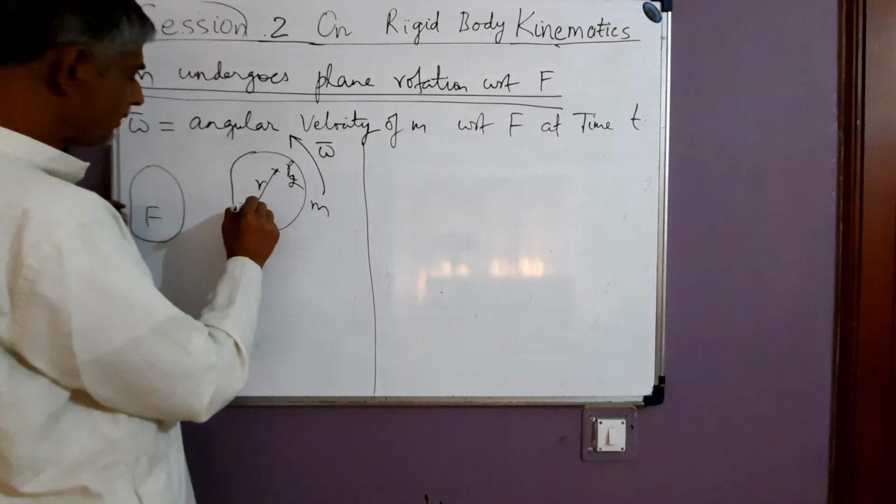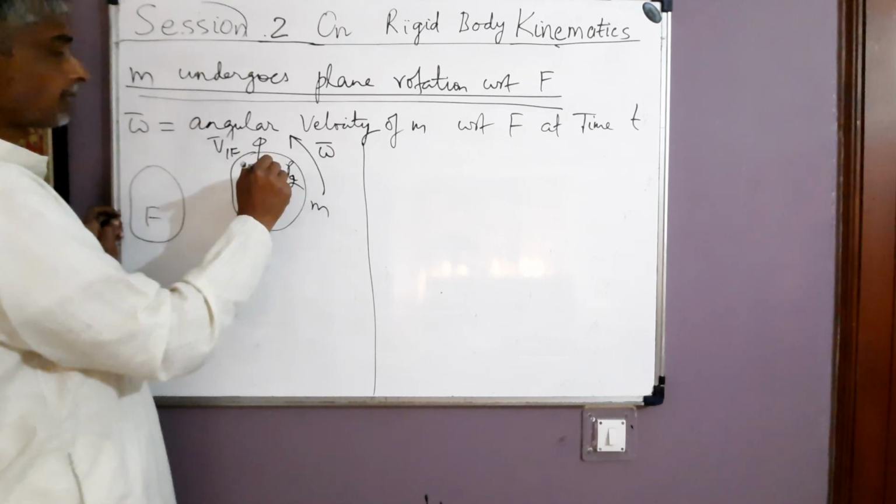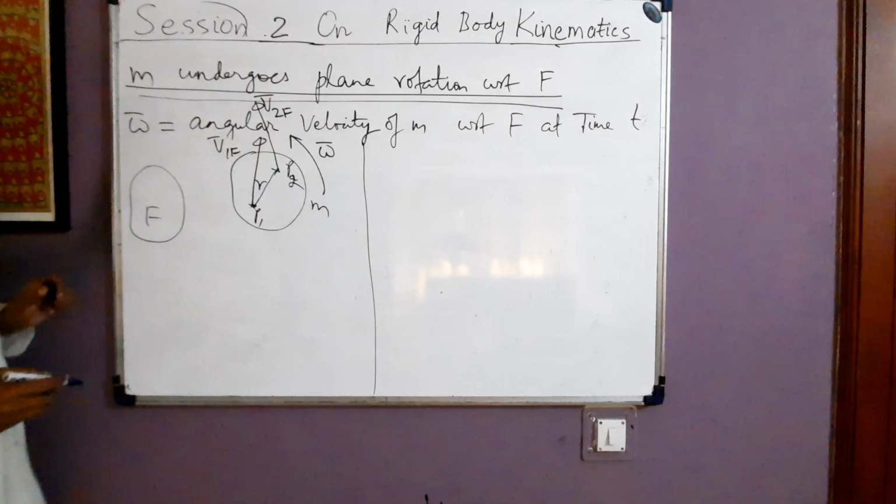Suppose the velocity of P1 with respect to F is this one, V1F. And suppose velocity of P2 with respect to F is this, V2F.